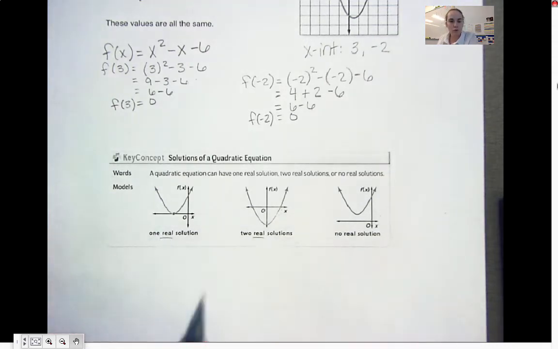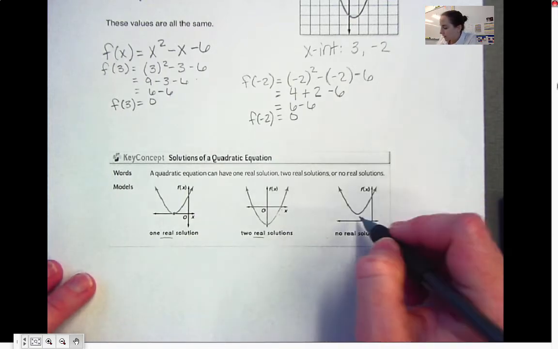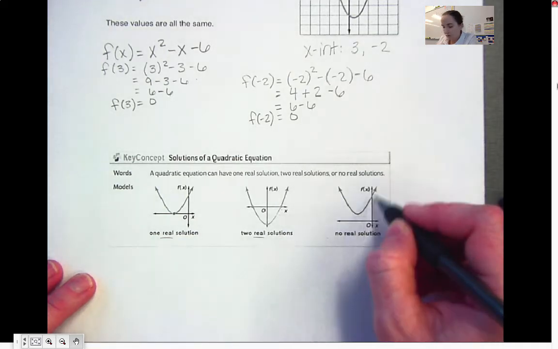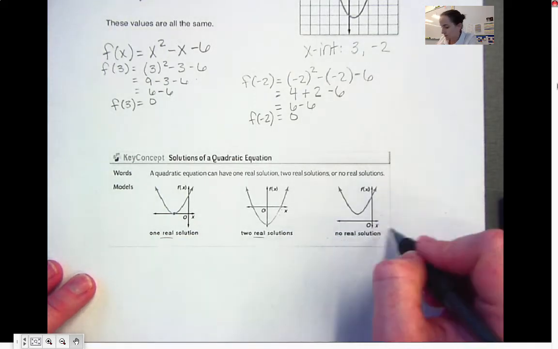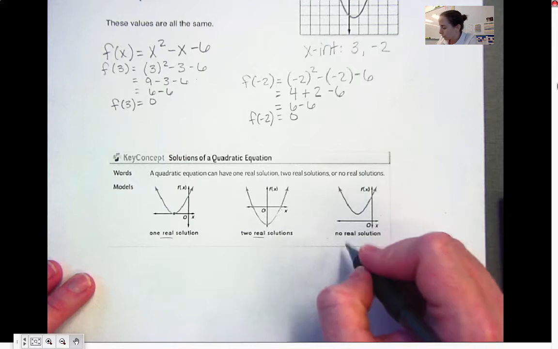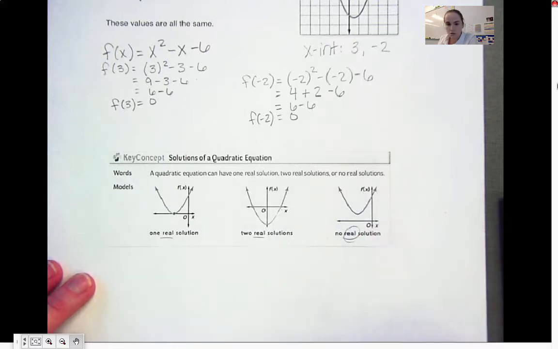Go back to when we talked about the sets of numbers. Real numbers are the rational and irrational numbers, and on the rational side you have whole numbers, natural, whole, integers. So you want to remember that they are real solutions. Okay, here the graph does not touch the x-axis at all, so there are no real solutions.